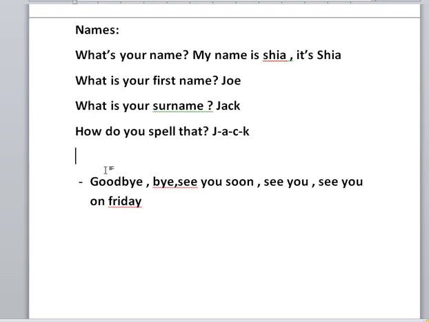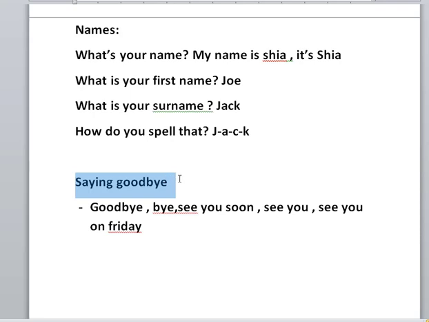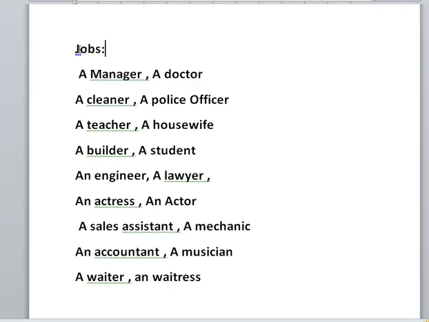It's about saying goodbye. Saying goodbye, okay. This one is about jobs. A manager, a doctor, a cleaner, a police officer, a teacher, a housewife, a builder, a student, an engineer, a lawyer, an actress, an actor, a sales assistant, a mechanic, an accountant, a musician. An actress for women, an actor for men, a waiter for men, and a waitress for women. Okay, it's about jobs.